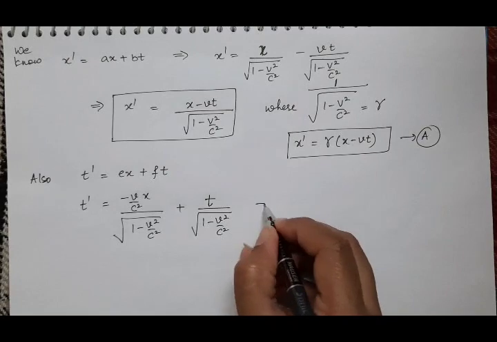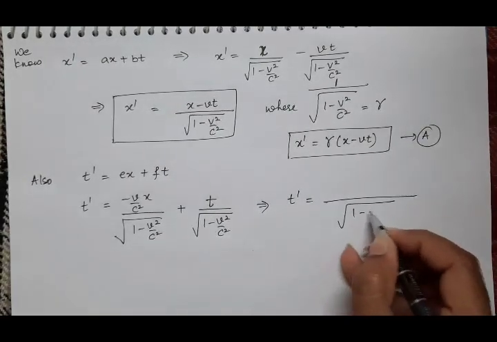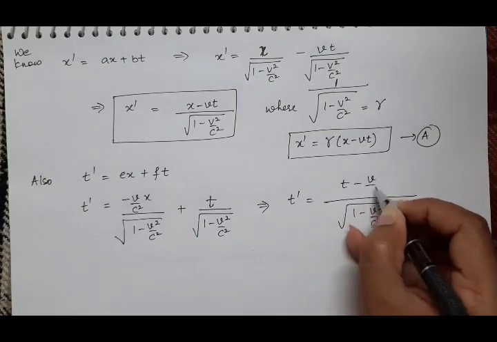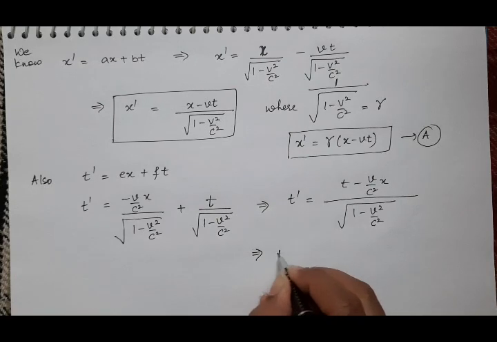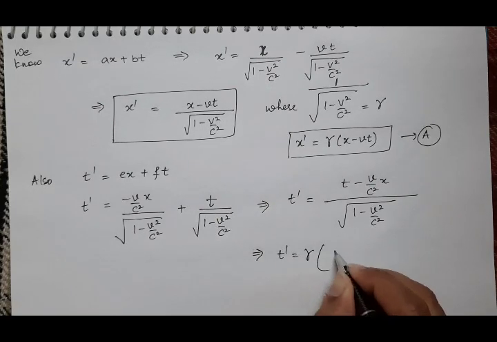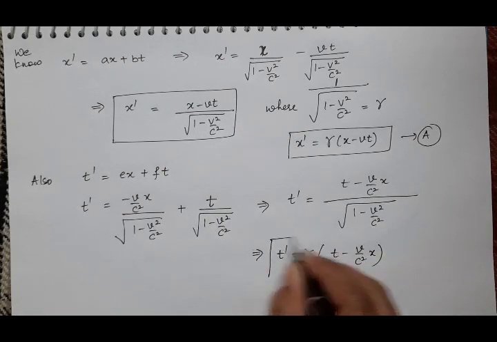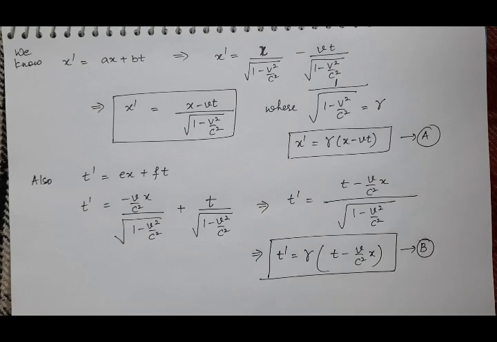So this implies t dash is equal to, taking LCM, it is root 1 minus v square by c square. Here we will have t minus v by c square x. And putting this 1 upon root 1 minus v square by c square is equal to gamma, we have t dash is equal to gamma t minus v by c square x. And suppose this is equation B.